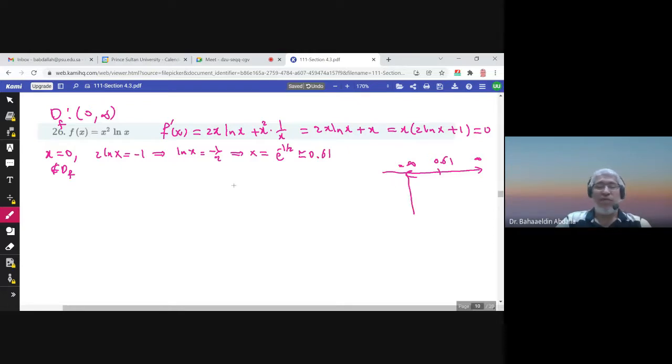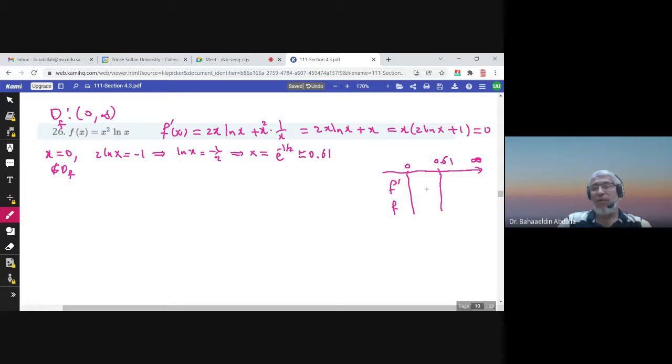Well, we don't start from negative infinity here because the domain does not start from negative infinity. The domain starts from 0. Of course, if the domain is from 0 to infinity, then everything is from 0 to infinity: increasing, decreasing, local minimum, local maximum, everything. There is nothing to the left of 0.